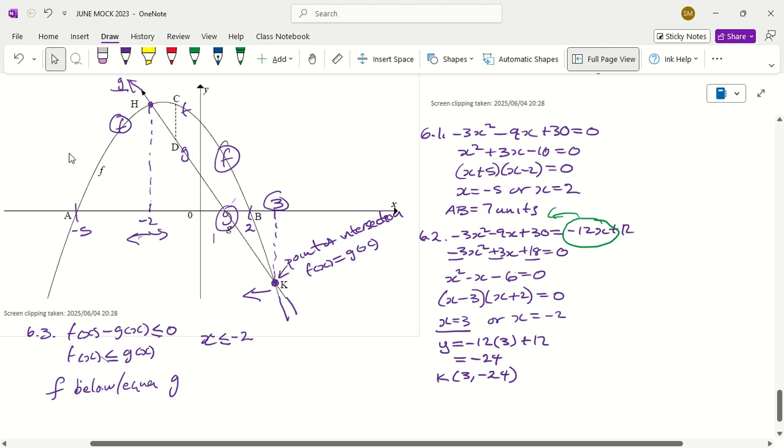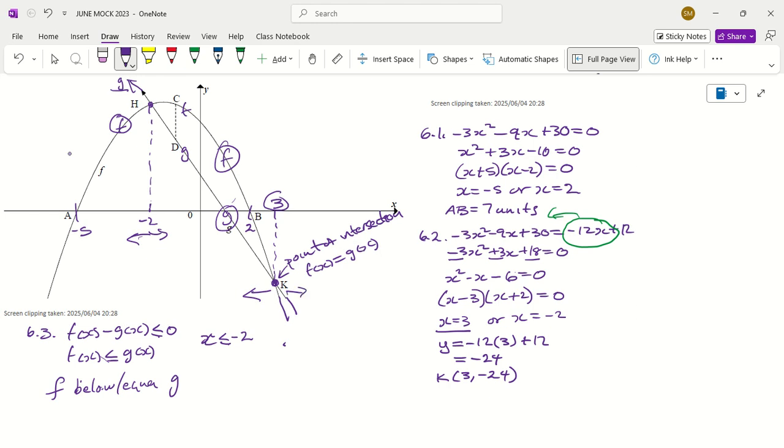And then when we go to the right of 3, we can see that the graph g is above f. If we continue here, it's above f, or f is below g. So here's f at the bottom and then g at the top. So meaning that another answer would be x is greater than or equal to 3. So that was a very simple answer.